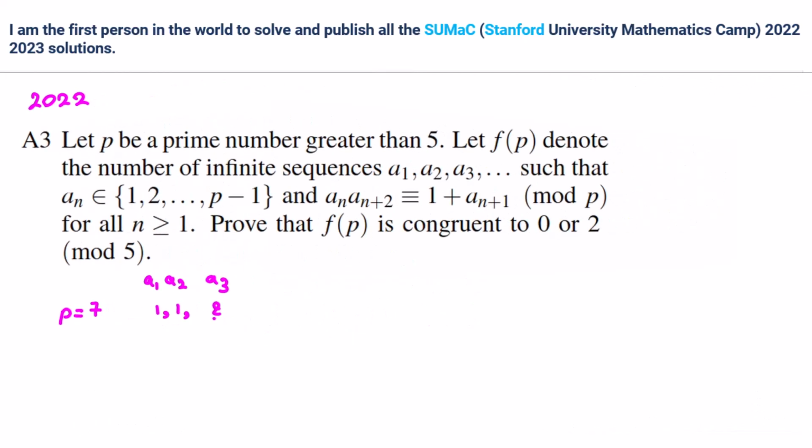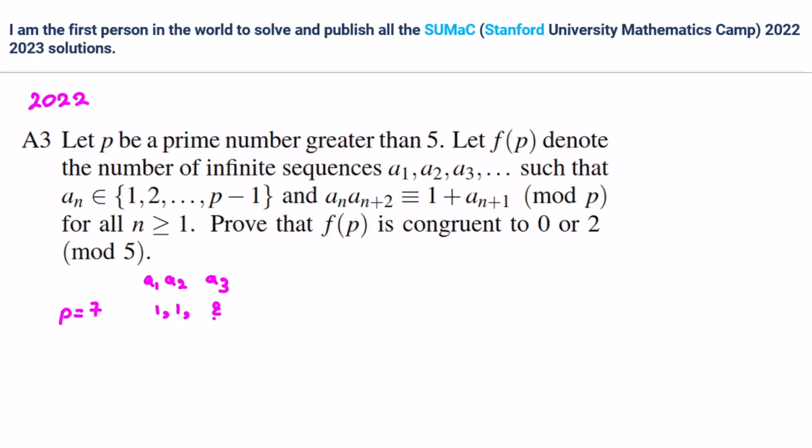Wait, sir. I thought A1, A2, A3 were sequences. They're not integers, right? No. They are elements. All of them together will be a sequence, an infinite sequence. So the number of infinite sequences. So the first sequence, let's check. A1 is 1, A2 is 1. If you plug in here, A3 is what?